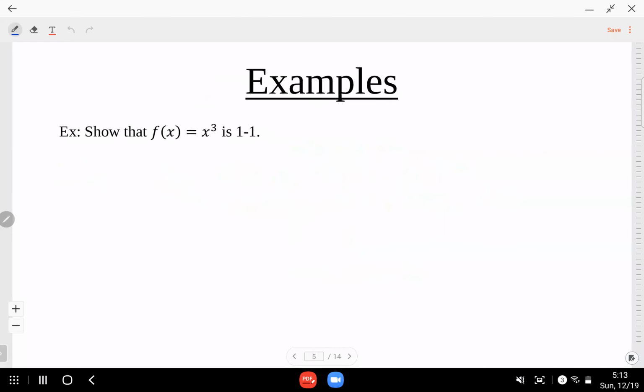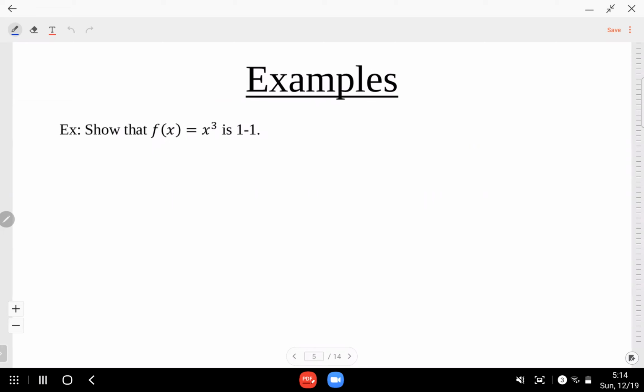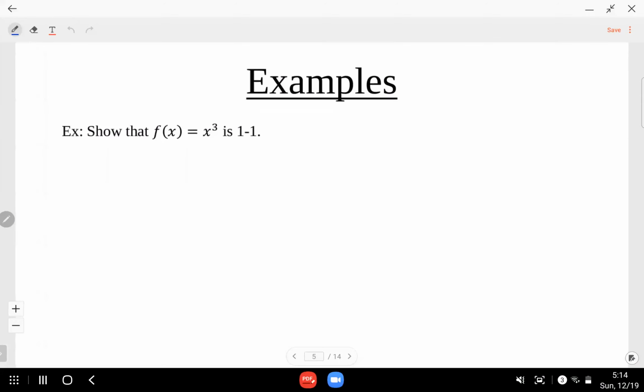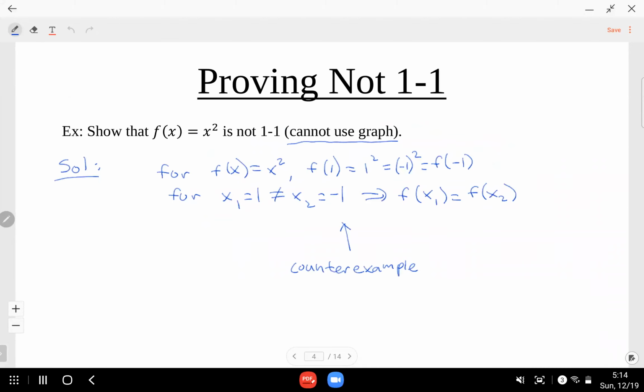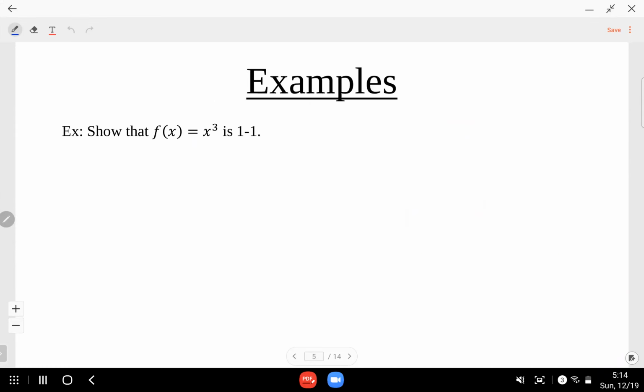So let's show that some of these examples are one-to-one. For example, a very common one-to-one graph, x cubed. So how do you prove this? First, let me walk you through this first example, then I'll leave the others for you to do. So remember that condition earlier. If f of x1 is equal to f of x2, then x1 has to be equal to x2. Basically, we're just going to use that. So this is our proof here.